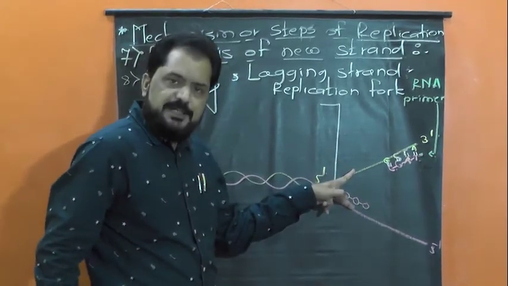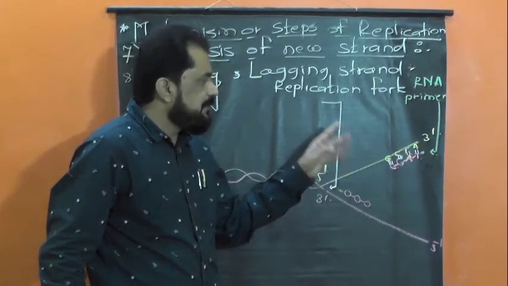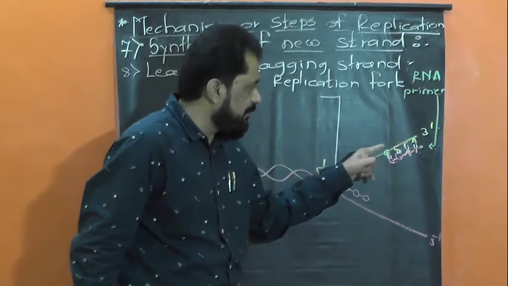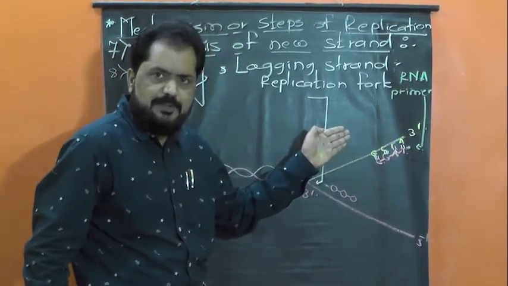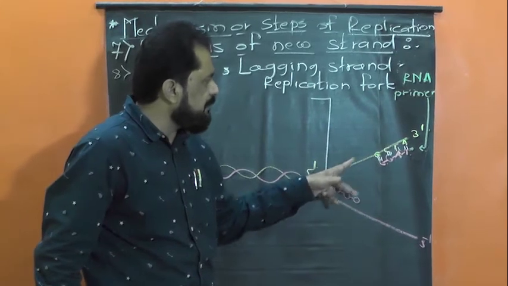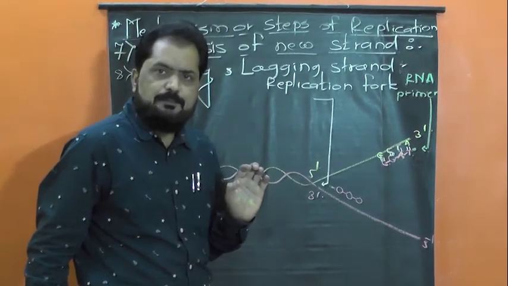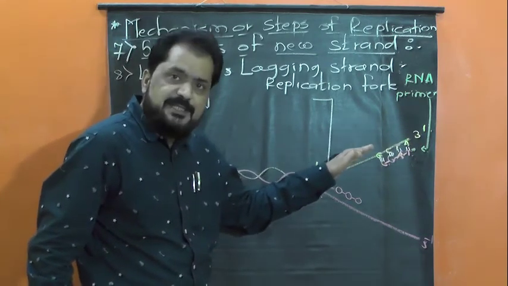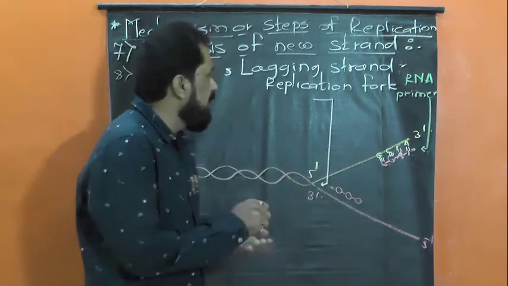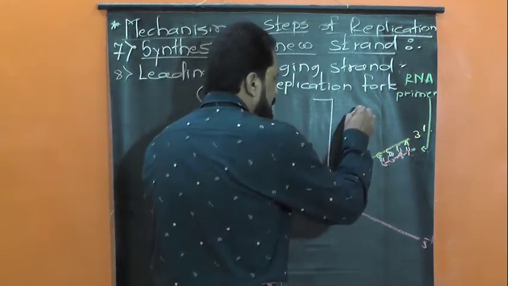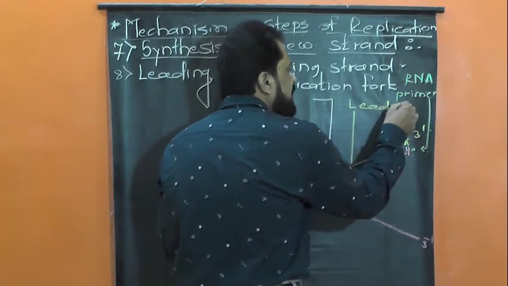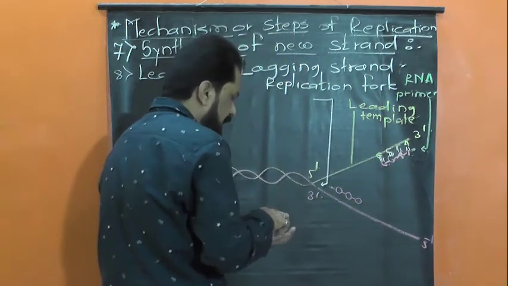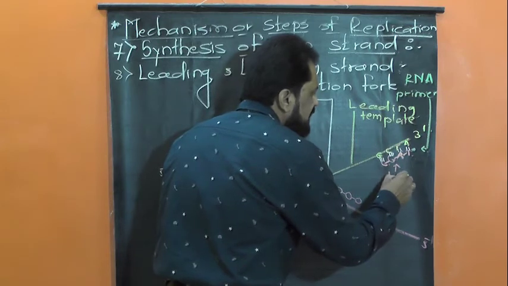Out of these two template strands, the template strand which has free 3' end, which has free 3' end, you can see in the diagram here. And this template strand which has free 3' end is called as leading template. It is called as leading template. And the new strand synthesized on leading template is known as leading strand.